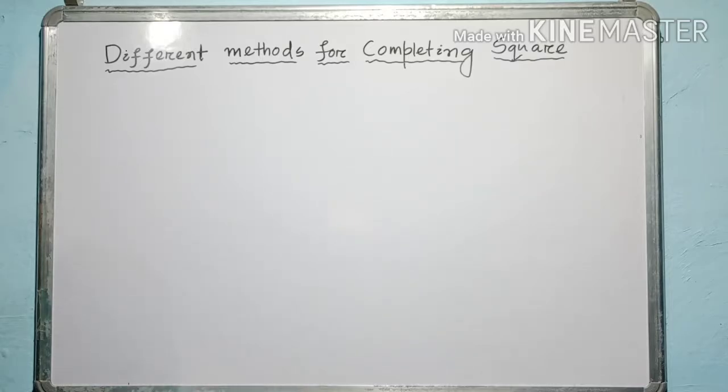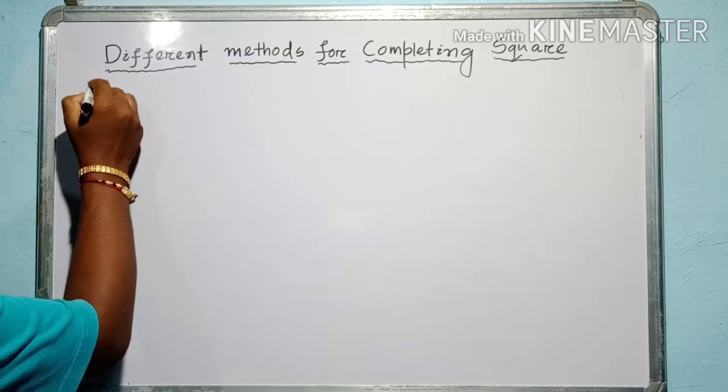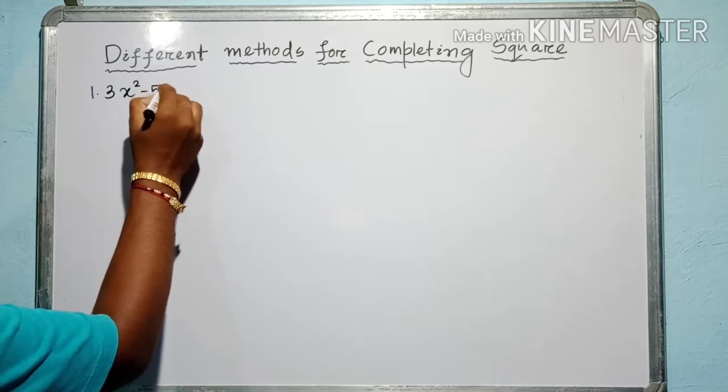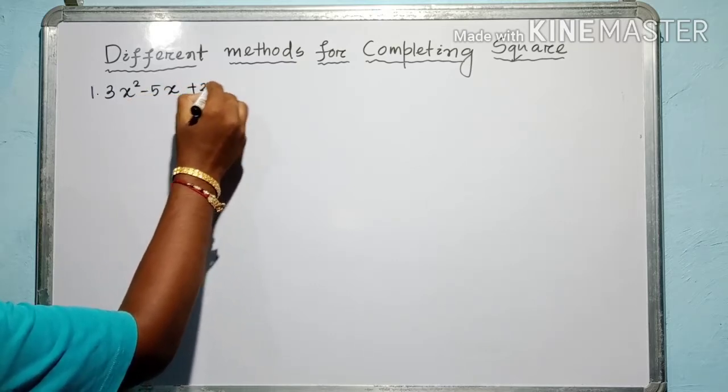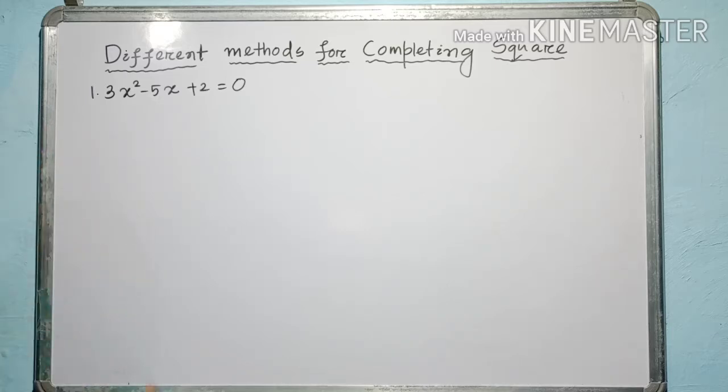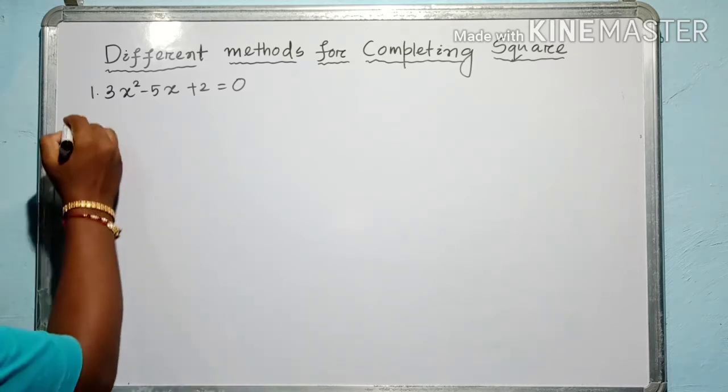Okay, dear students, in this lecture we will see the different methods for completing the square. Let's take an example. How can we complete the square in different types? Let's take 3x square minus 5x plus 2 is equal to 0. This is our quadratic equation. We have to solve it by completing the square. To do this, we have different methods. Method 1.